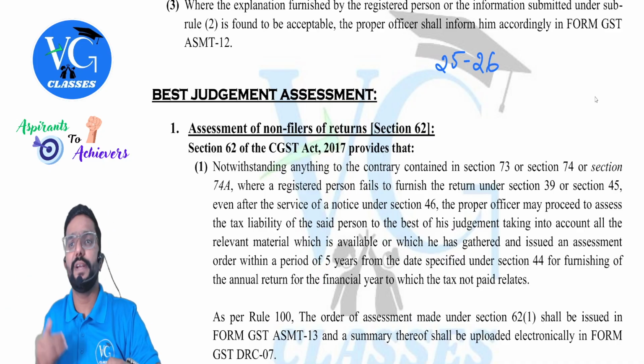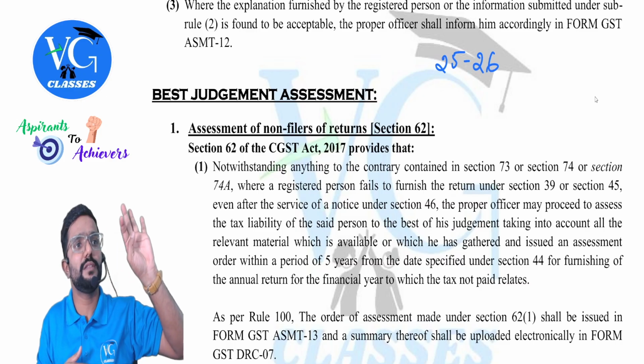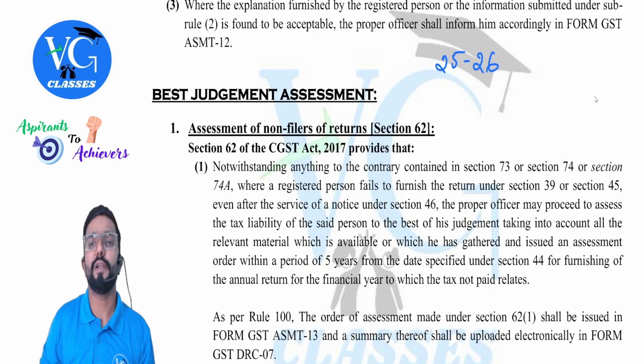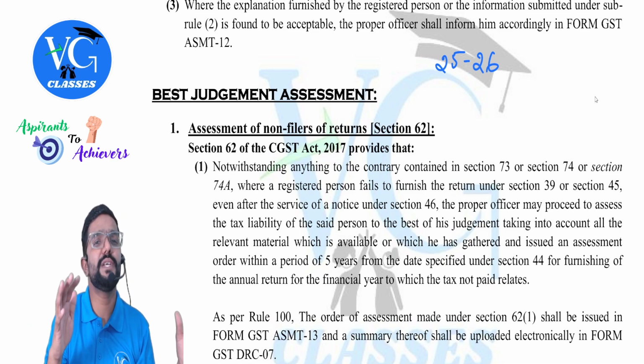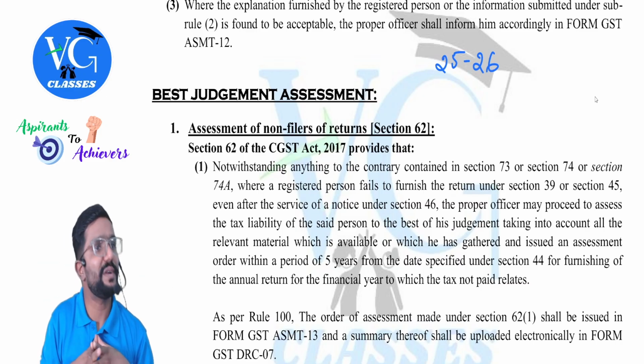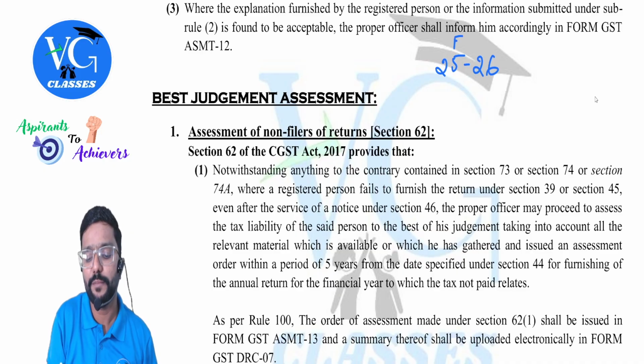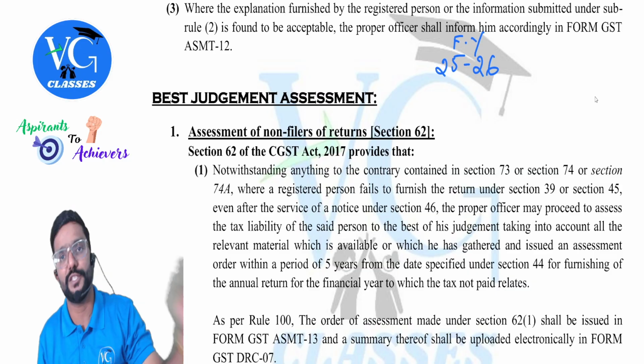Assume for 25-26, I was supposed to file GSTR 1 and 3B every month or every quarter, plus the annual return. Assume I have not filed GSTR 3B for a few months of 25-26. For financial year 25-26, which return have I not filed? GSTR 3B for a few months.